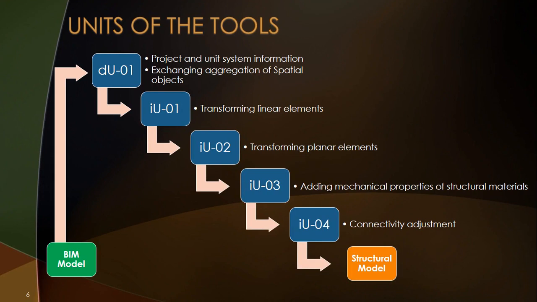But in other units, which are IU units, which are interpretation units, we do some changes: transforming linear elements, transforming planar elements, adding mechanical properties of the structural materials, and adjusting coordinates to resolve the connectivity issues. I will go through this one in more detail to provide an example for IUs.